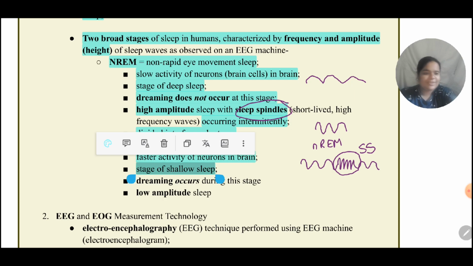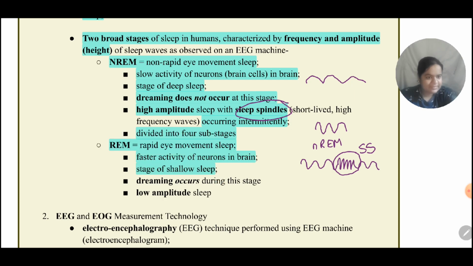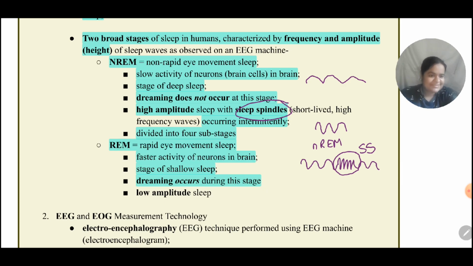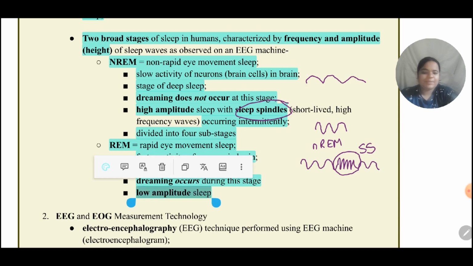This is a stage of shallow sleeping. We don't really feel rested in this stage, and as we would expect, dreaming occurs during this stage. So the fast activity of the neurons is indicative of the fact that neurons are generating a lot of sensations and images in our mind, and that is why these sleep waves are occurring very fast. So this is definitely the stage in which dreaming occurs. This is also known as low amplitude sleep.